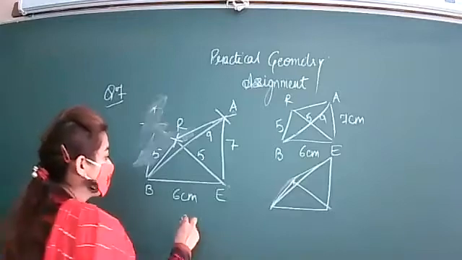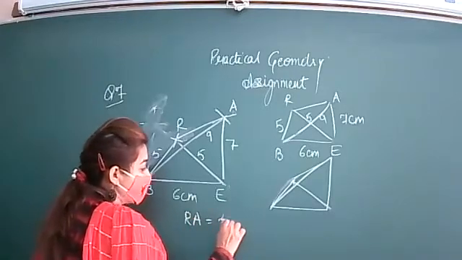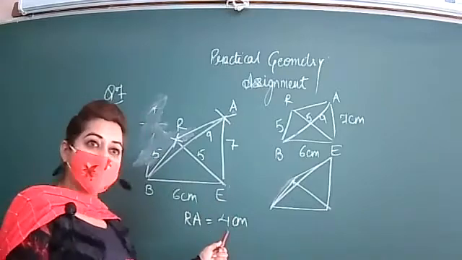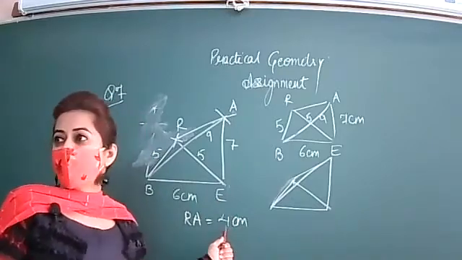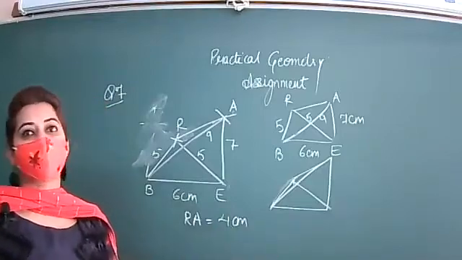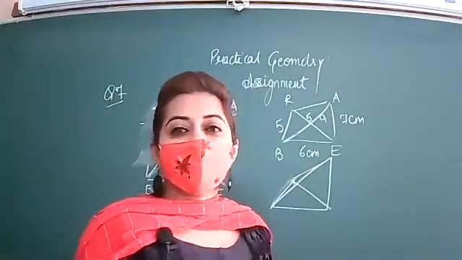What are you getting? RA is 4 centimeter. Maybe a few of you are getting less than 4 or more than 4. It can be 3.9, it can be 4.2, 4.3, 4.1. Answers can be changed.